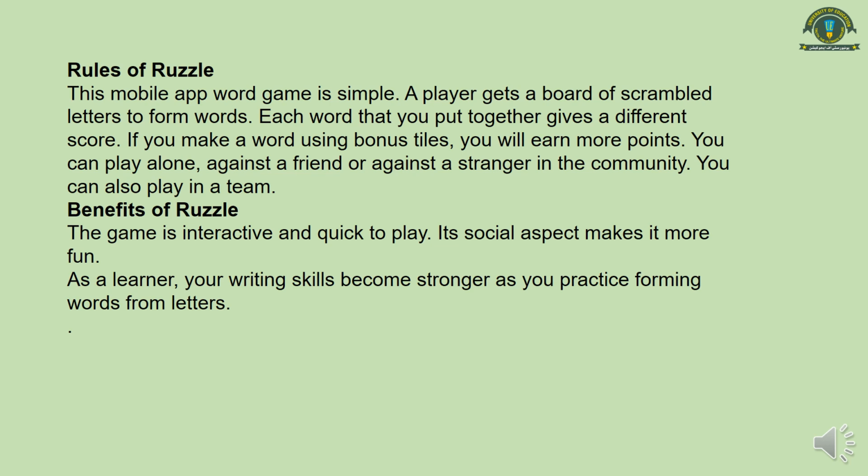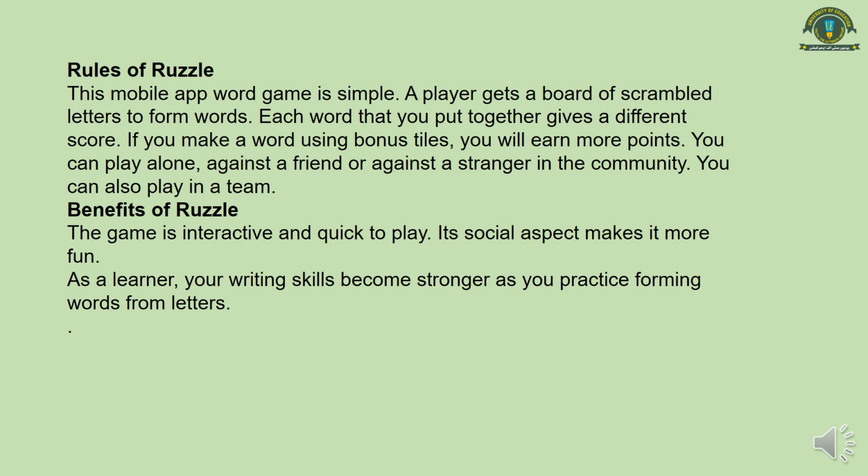Now, this mobile app is a simple game. A player gets a board of scrambled letters to form words. Each word that you put together gives a different score. If you make a word using bonus tiles, you will earn more points. You can play alone. You can play against a friend or against a stranger in the community. You can also play in a team, or you can play with a computer as well.